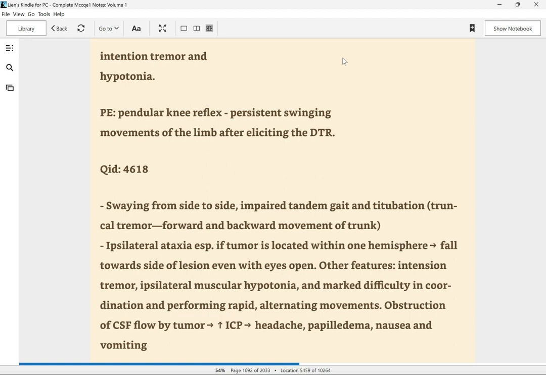Swaying from side to side, impaired tandem gait and titubation, truncal tremor, forward and backward movement of trunk, ipsilateral ataxia especially. If tumor is located within one hemisphere, fall towards the side of the lesion even with eyes open. Other features: intention tremor, ipsilateral muscular hypotonia, and marked difficulty in coordination and performing rapid, alternating movements. Obstruction of CSF flow by tumor leads to increased ICP, headache, papilledema, nausea, and vomiting.